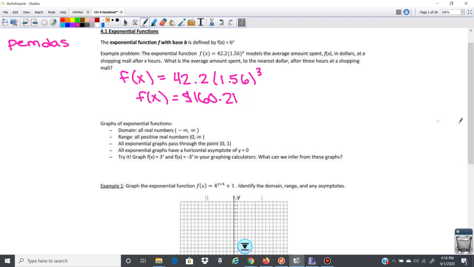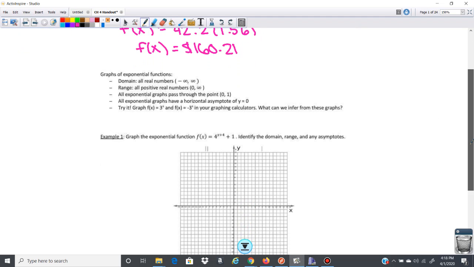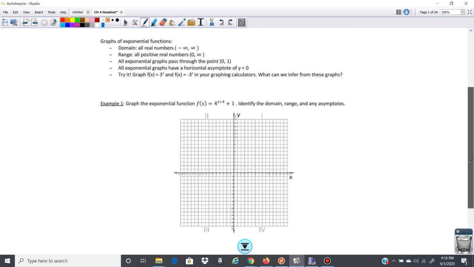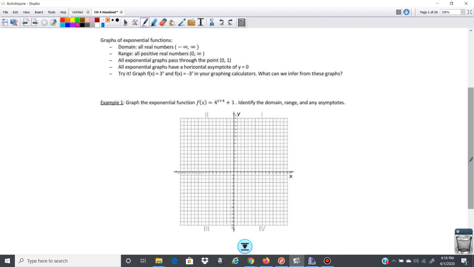Now, if we're looking at a graph of an exponential function, we have just a couple simple rules here. The domain is going to be all real numbers. The range is going to be all positive real numbers. We're going to pass through the point 0, 1. And we're going to have a horizontal asymptote of y equals 0.